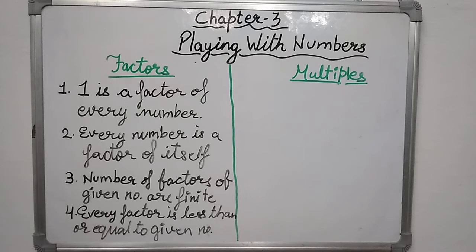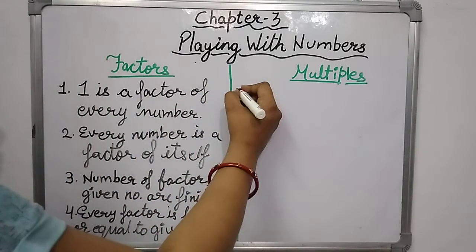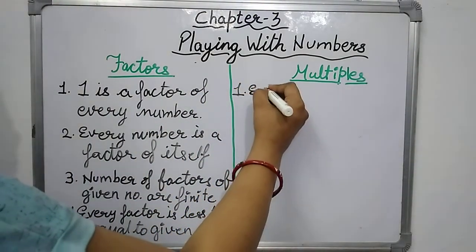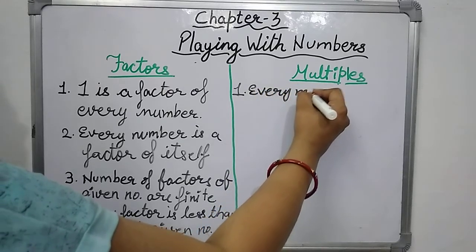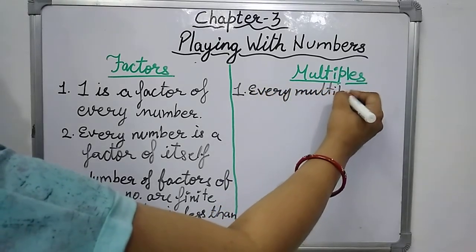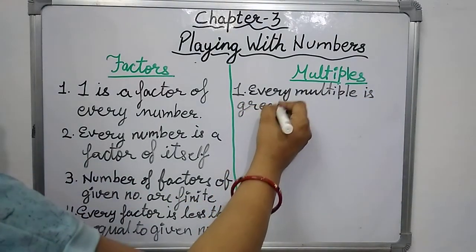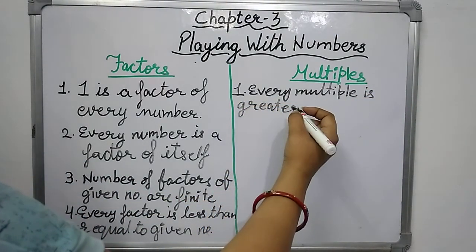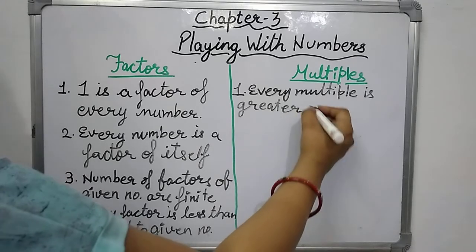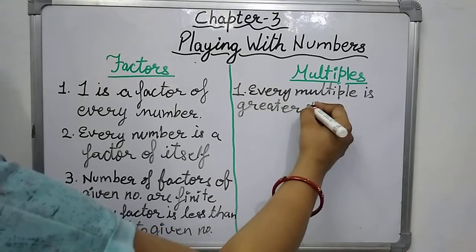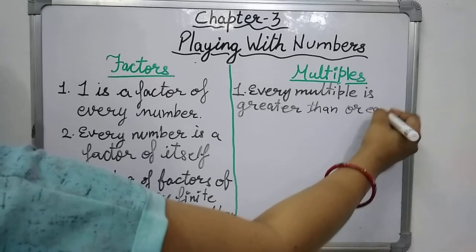Let's come to multiples. Every multiple of a number is greater than or equal to that number. Every multiple is greater than or equal to that number.